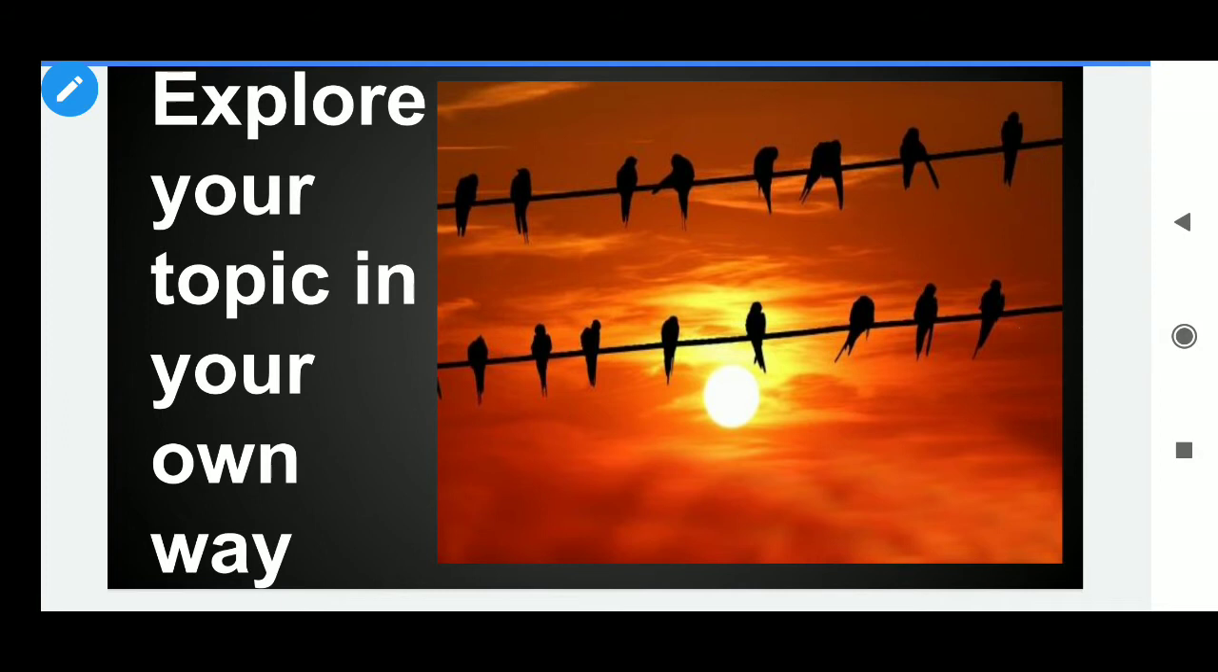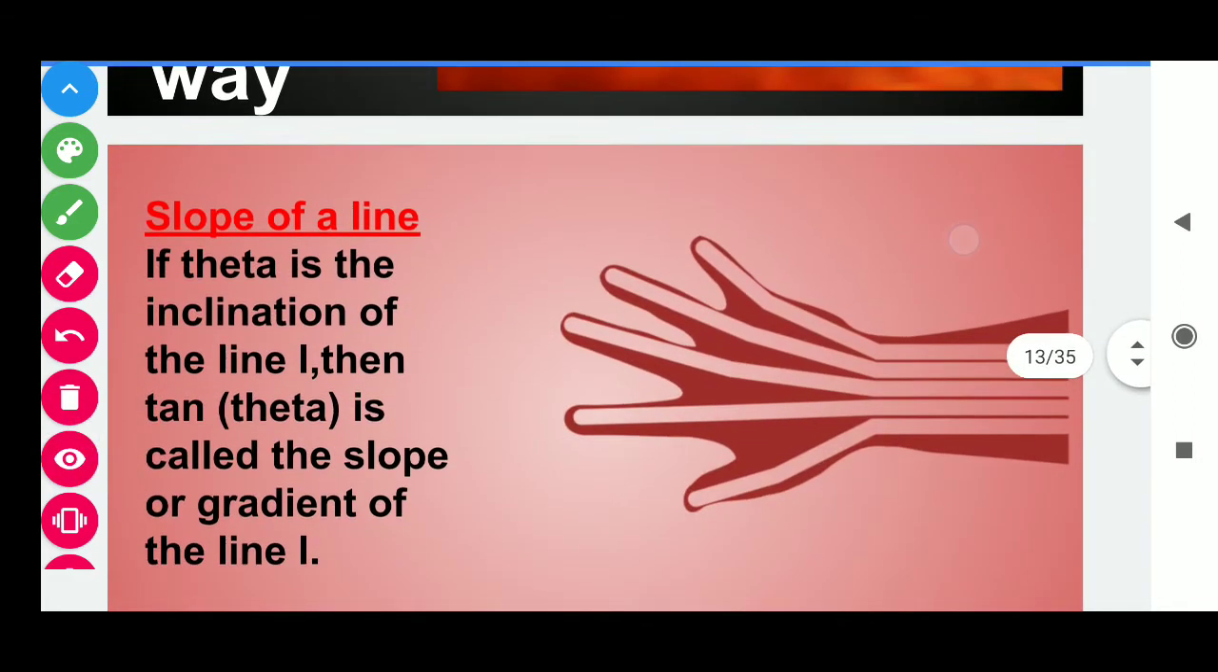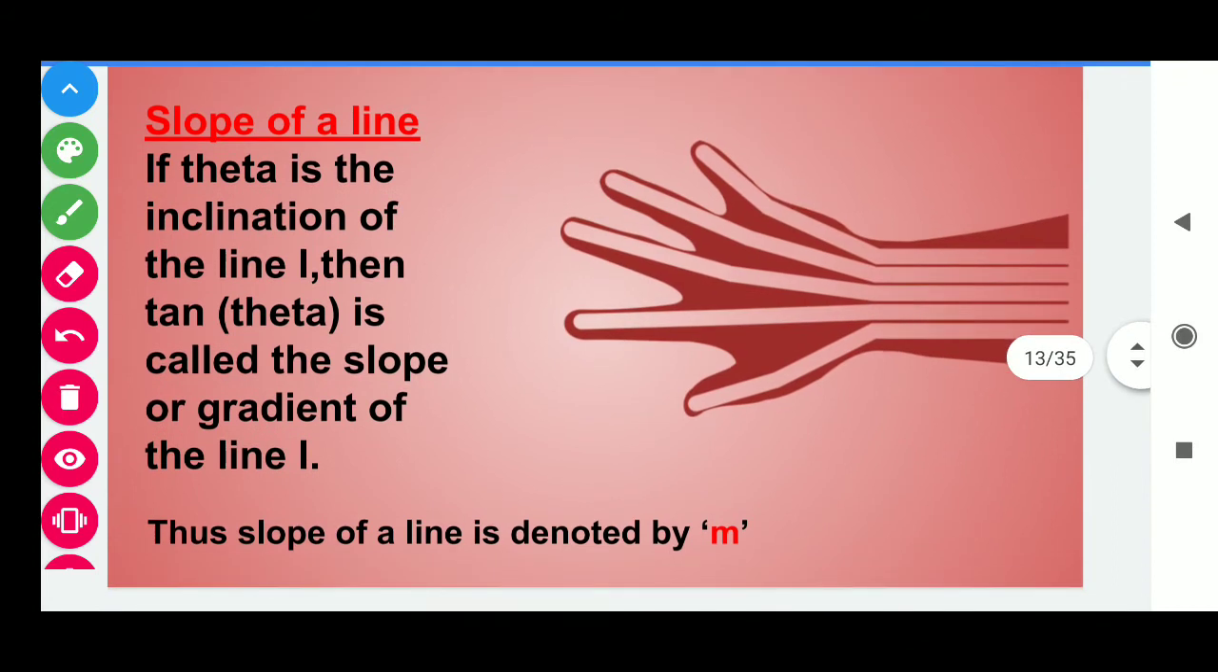You can observe from the given picture that here we have sparrows sitting on the wire, and these wires are parallel to each other, and the sparrows are sitting in symmetrical form. So students, in today's session we will discuss the topic slope of a line.